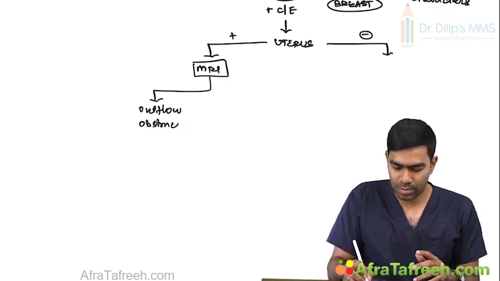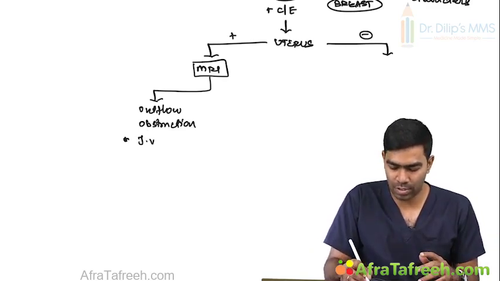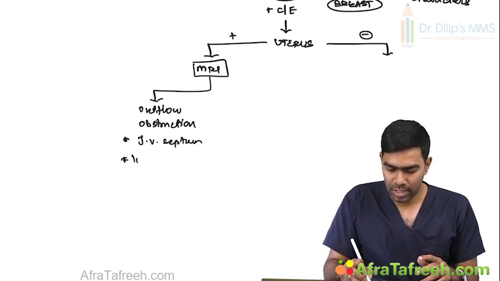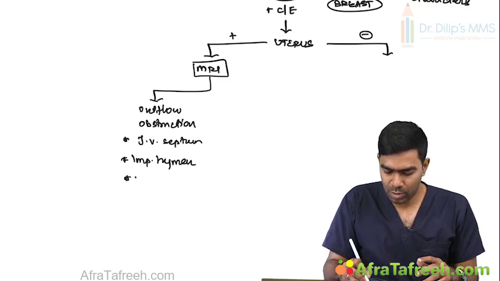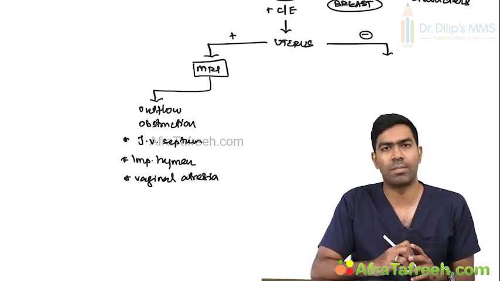MRI showing outflow tract obstruction, now the diagnosis is clinched. Outflow tract obstruction may be due to a transverse vaginal septum, or it can be due to an imperforate hymen, or it can be due to vaginal atresia. All these things can be easily diagnosed by an MRI. So that's why the next step is an MRI.